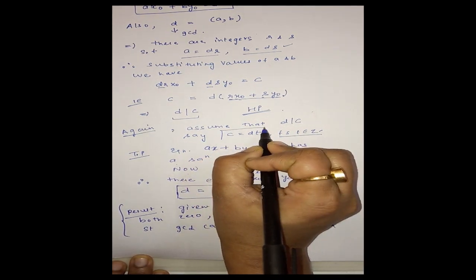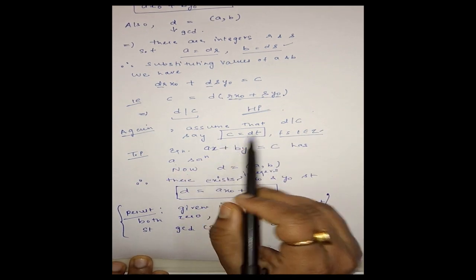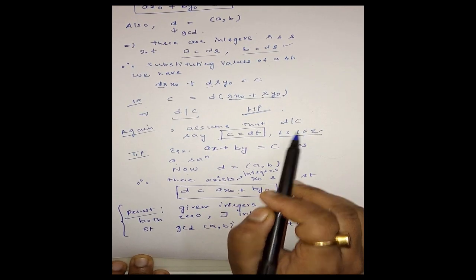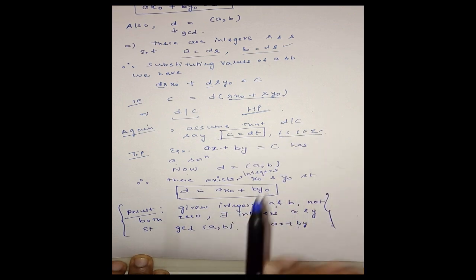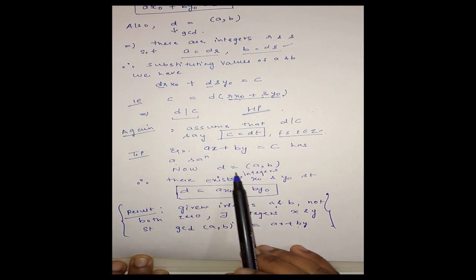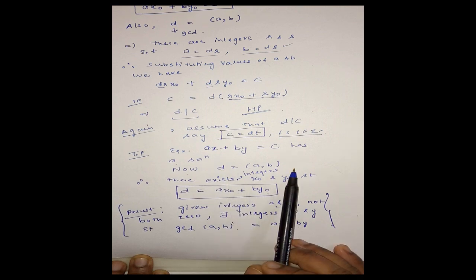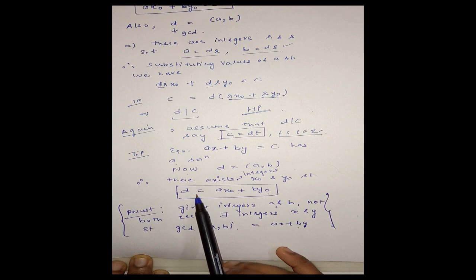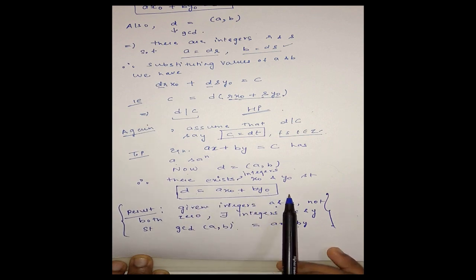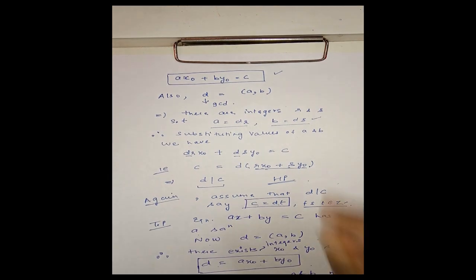Okay, we have these two. First we have c is equal to dt. Since d divides c, from this we have written c is equal to dt for some integer t belonging to Z. Okay, and in the second part, using this fact d is GCD of a and b, there exist two integers x naught and y naught such that d is equal to ax naught plus by naught. Okay, clear? Now we are going to use these two equations.